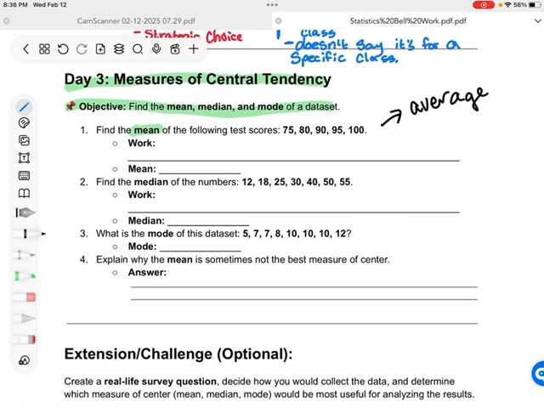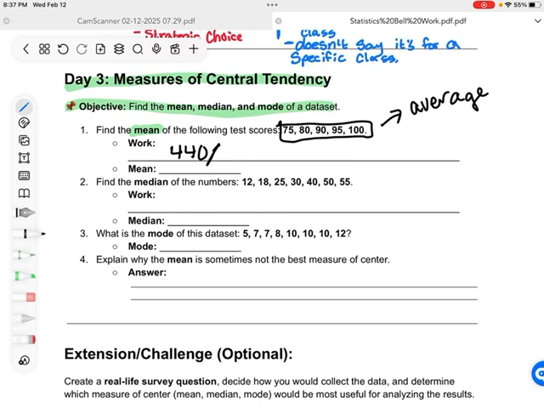So let's go ahead and add all these up. And you are perfectly fine to use Desmos calculator for this. That's what I'm going to do. So 75 plus 80 plus 90 plus 95 plus 100. When we add all those up, we get 440.